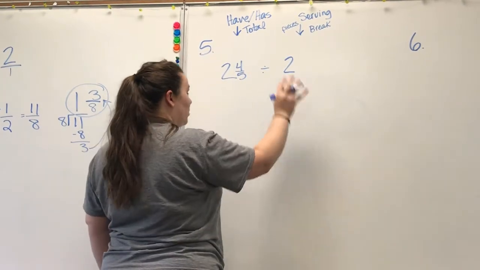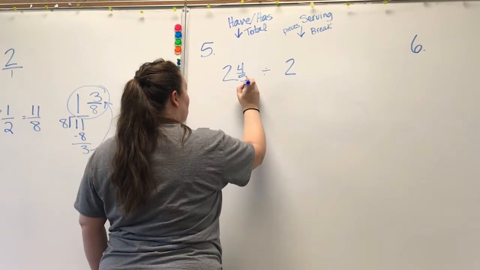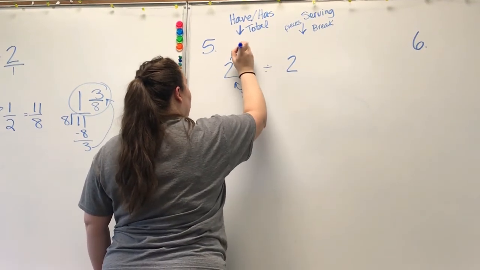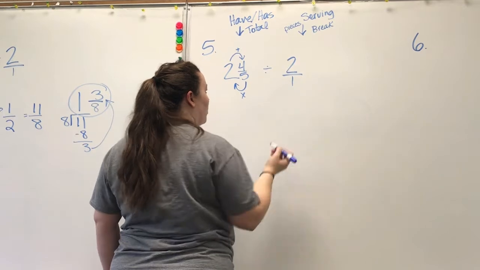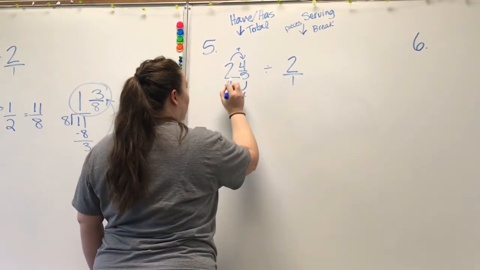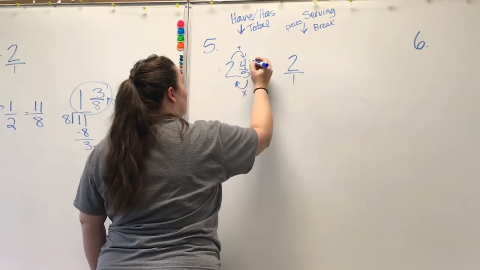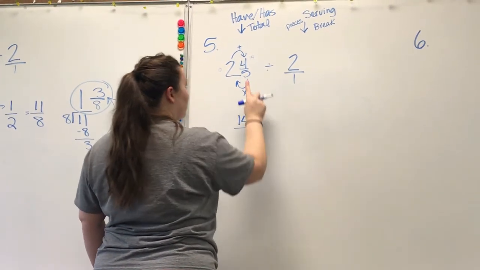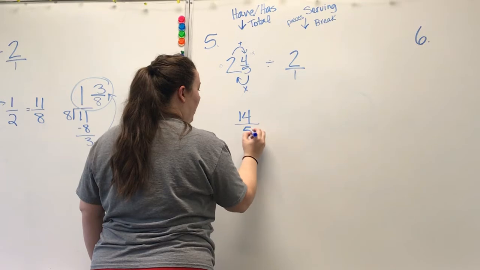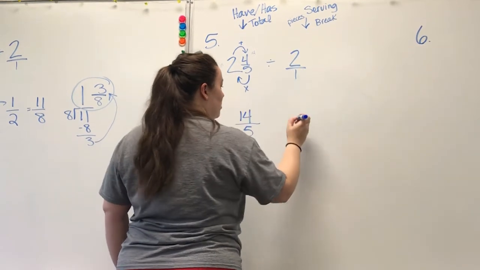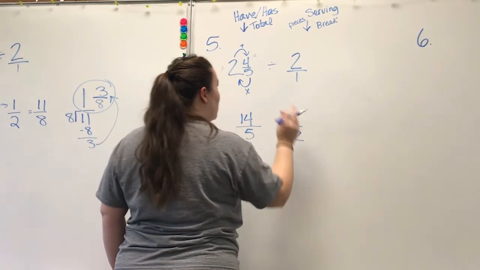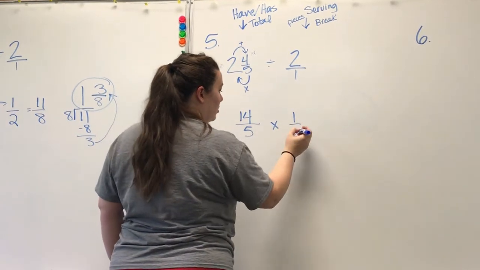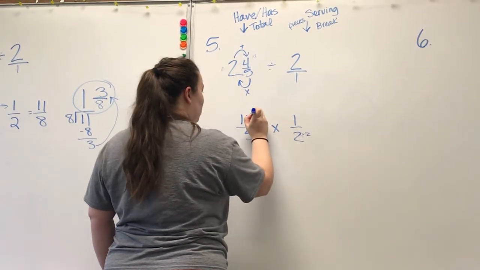So, following the rules, you have to multiply, you have to add, and you have to put this over 1. So 5 times 2, 10, plus 4 is 14. I put 14 over the same denominator, which is 5. I flip this, so it's 1 over 2, and I change this right here. I'm going to crisscross, divide by 2, divide by 2.